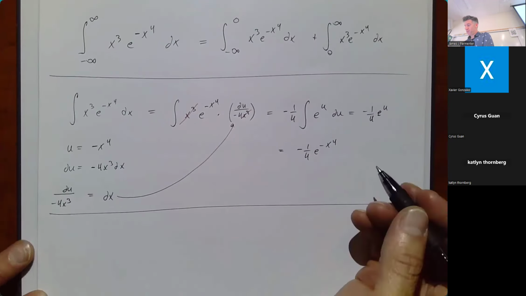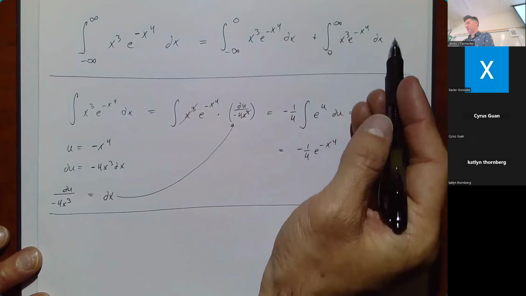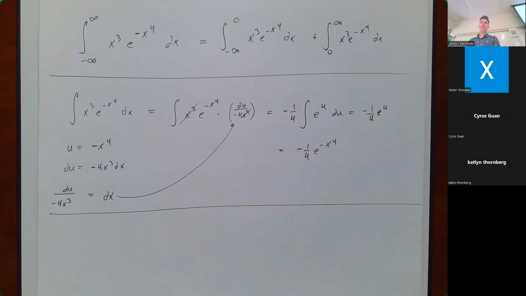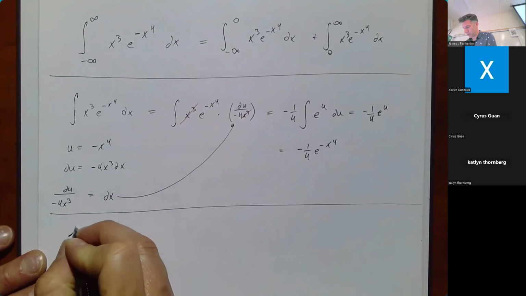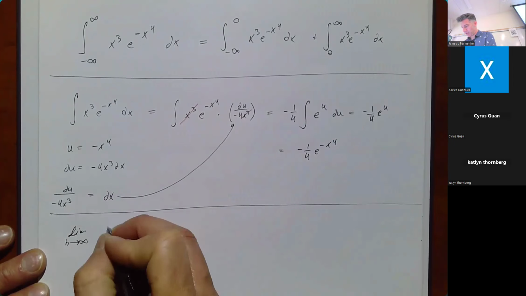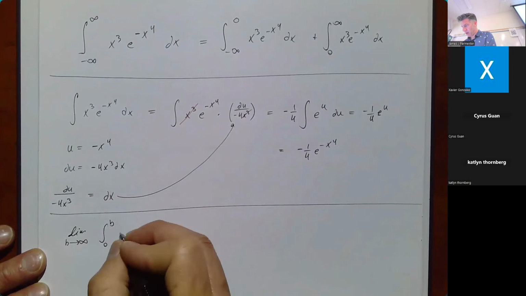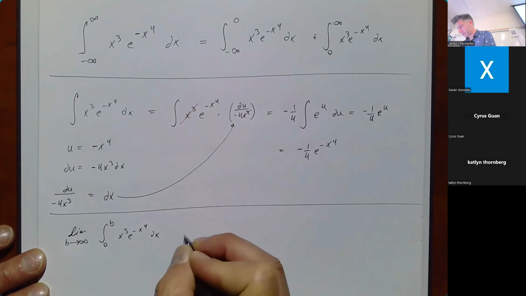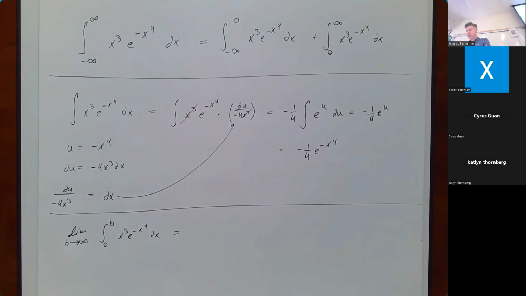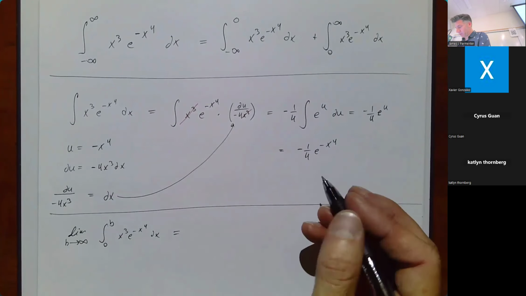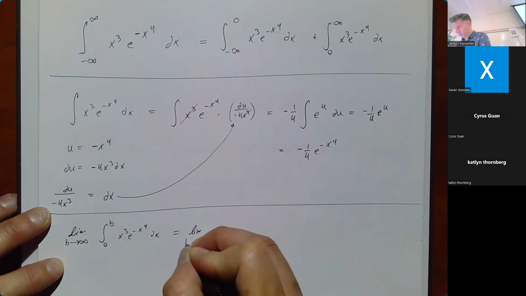So here, I'm going to deal with the one that looks nicer first, the one with infinity, just because I prefer positive numbers over negative numbers. What can I say? So we're going to look at the limit as b goes to infinity of the integral from 0 to b of x cubed e to the negative x to the fourth dx. But we know when we do this, we're going to get exactly negative 1/4 e to the negative x to the fourth.